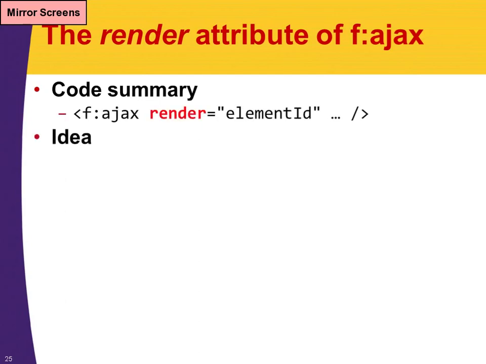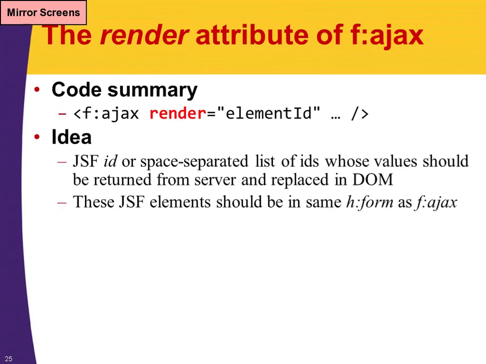Okay, so render basically takes either an ID or a space separated list of IDs on that page, and those are the things where you're saying update these things with this call. They have to be in the same form as the f:ajax also.